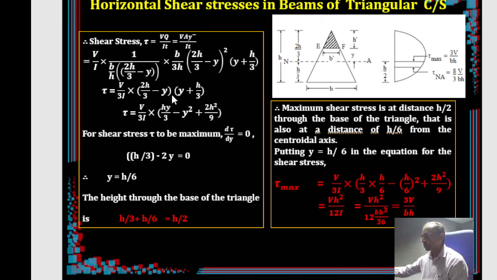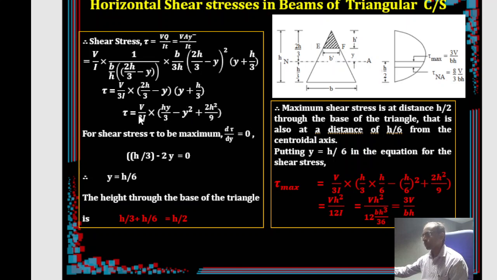Simplification leads to this way, right? Here 2h by 3 times y, and minus y, what is that, minus h by 3 times y. So this becomes 2hy by 3 minus hy by 3 becomes hy by 3. Rest of the terms are okay, minus y square, and then 2h square by 9. Put it. Now we have a function tau in terms of your y, right? This is the equation in y. I need to know the value of y for this function to be maximized, right?